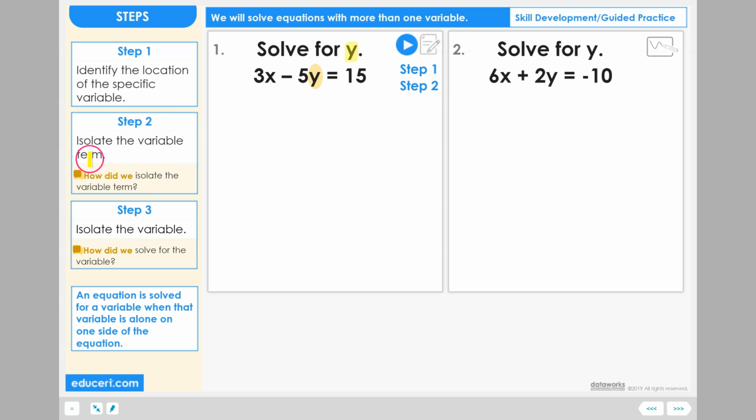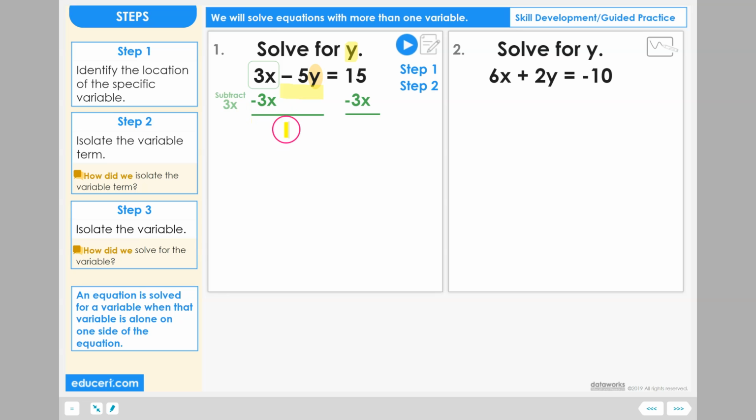Step 2. Isolate the variable term. So here is the y, but the term that contains the y is this whole phrase, negative 5y. To isolate this term, we need to remove the other term, which is positive 3x. We need to use the additive inverse of a positive 3x, which is to subtract 3x, and we will do this to both sides of our equation.